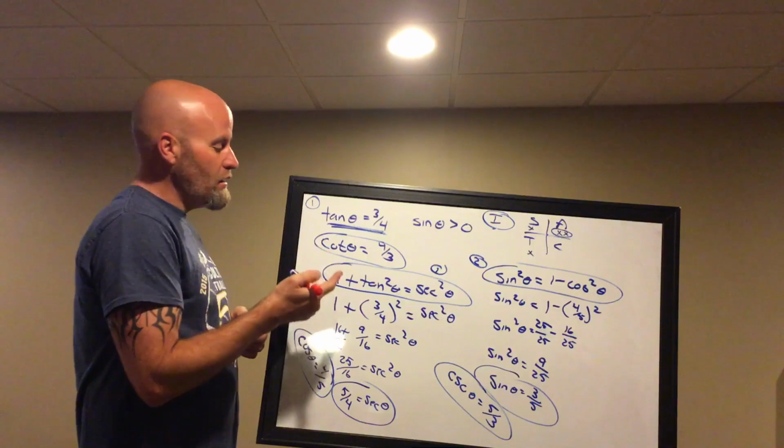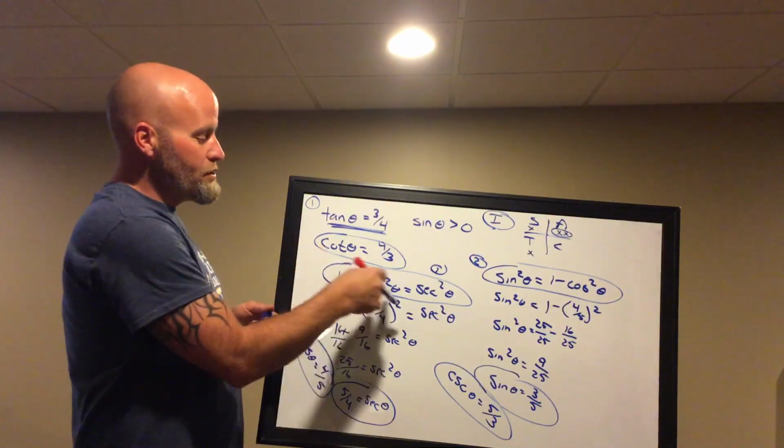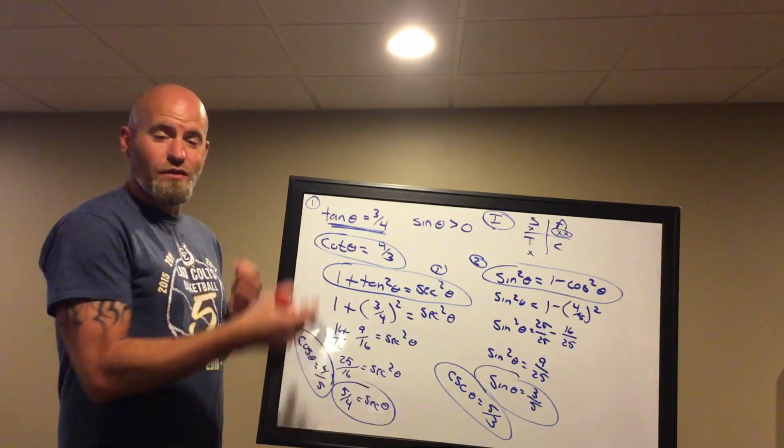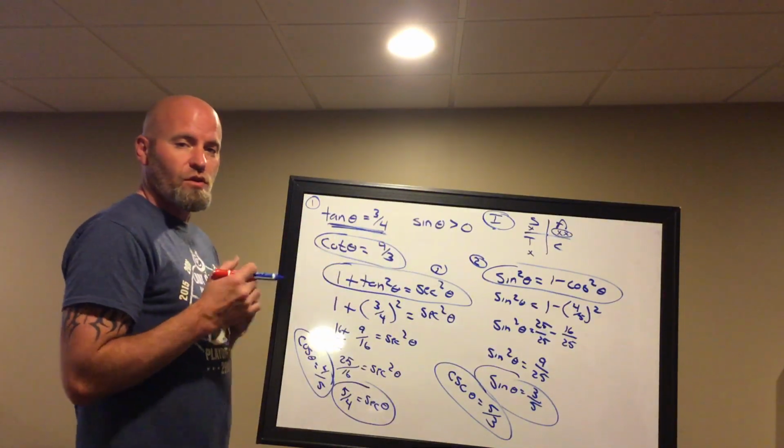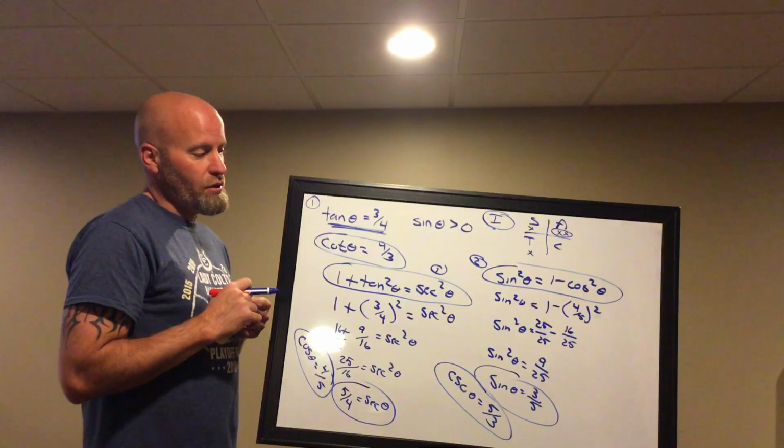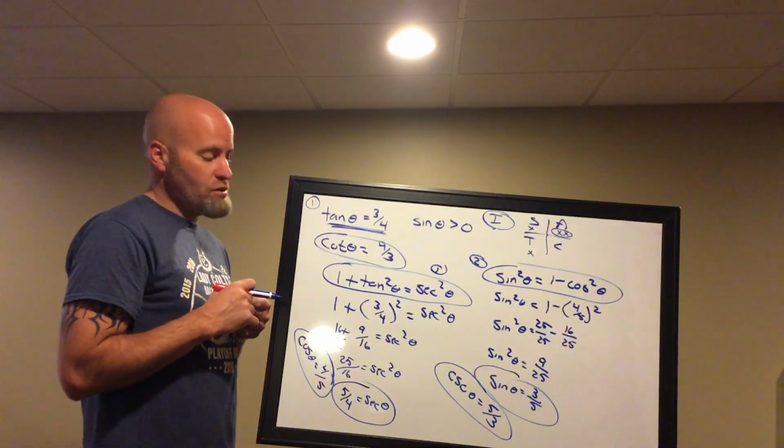With cotangent, you could have done 1 plus cotangent squared equals cosecant squared. You could have found it that direction first. So there is some play with who wants to do what first, all right? But it is totally your choice as long as you have one of those trig functions.